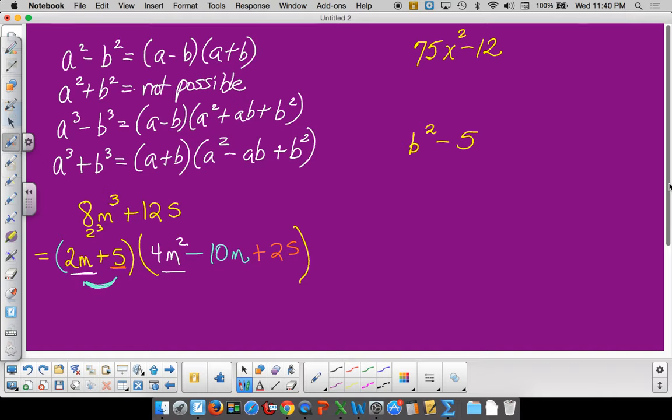Okay, want to look at a couple of these here. 75x squared minus 12, that's 2 terms. So, looking at our rules, is it perfect squares or perfect cubes? Well, it says x squared, so we're supposed to do squares, but 75 and 12 are not squared numbers. What do I do with 75 and 12? I notice that 3 is in common. If I take a 3 out, I'll have 25x squared minus 4. And now look, 25 is a perfect square, 4 is a perfect square.